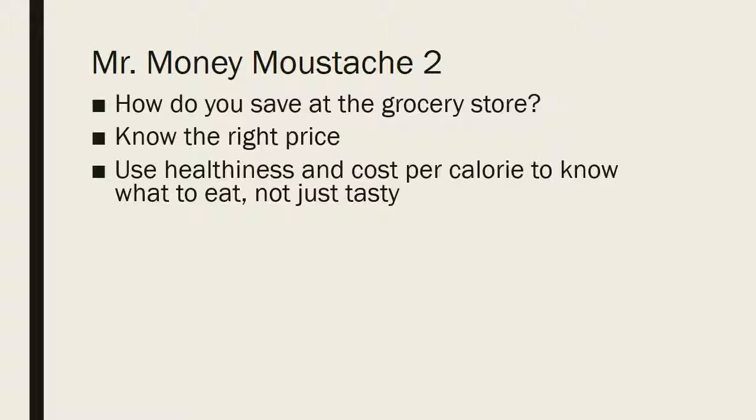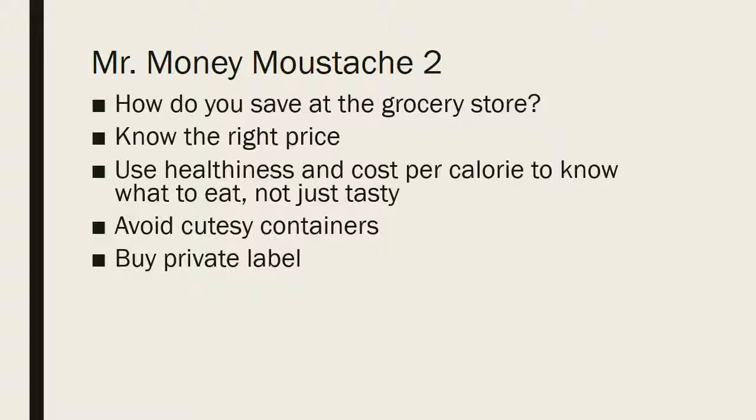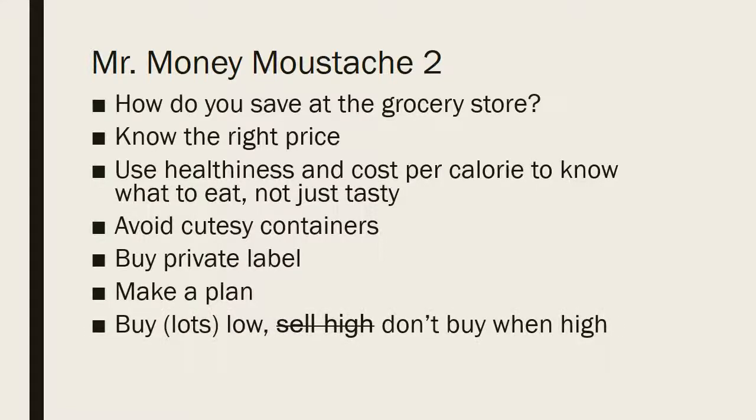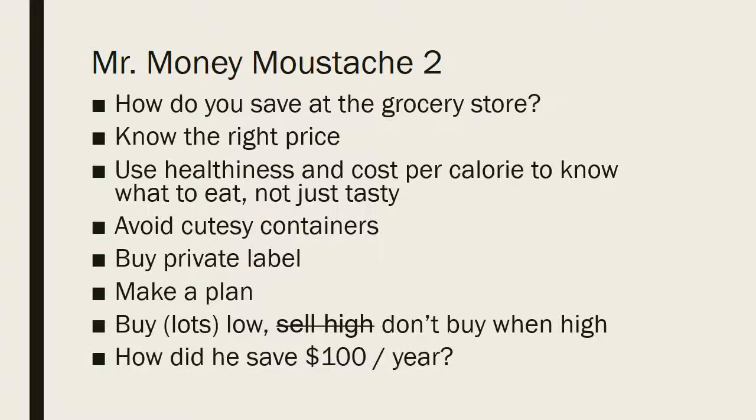He makes a few suggestions, such as avoiding cutesy containers, buying private label, and also making a plan before you go in. Finally, he makes this point about buying lots when things are on discount, and you don't buy as much when it's more expensive. And he used a pretty simple example of how he implemented a relatively simple plan on what he was purchasing in order to save $100 per year.